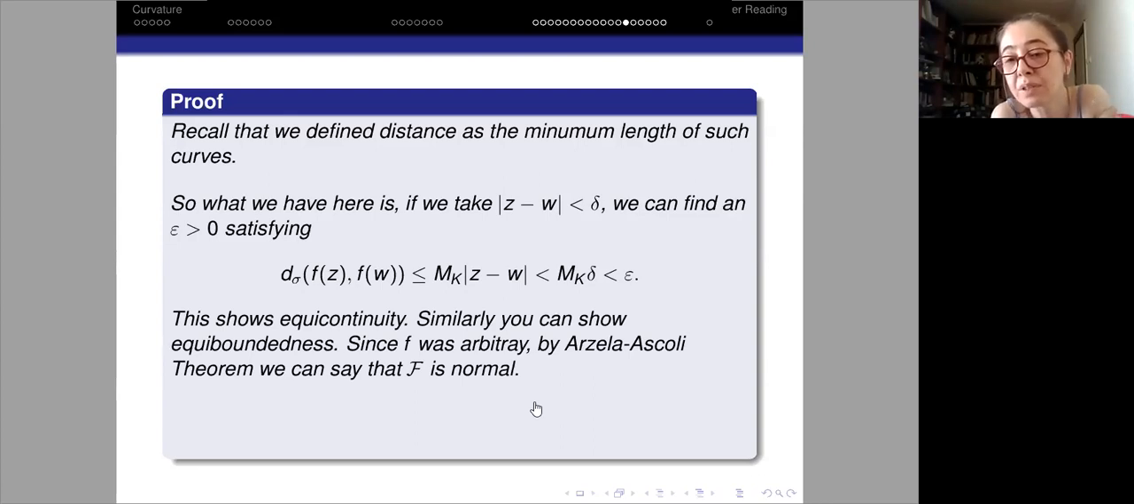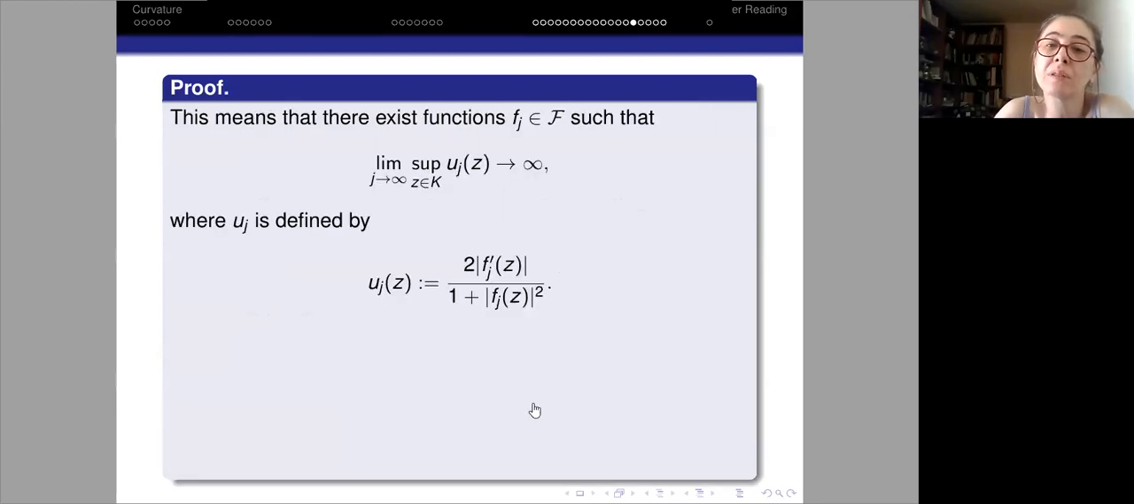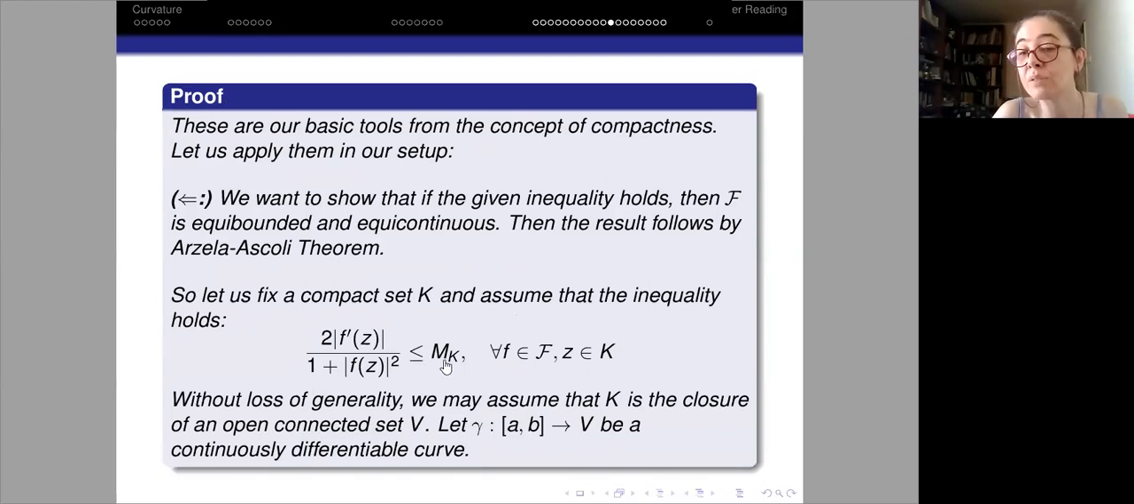Now, since f was arbitrary, the Arzelà-Ascoli theorem says that our family is a normal family. For the other side, let us take a normal family F and fix a compact set in our domain, and let us suppose that the given inequality does not hold on this compact set. What does this mean? This means that there are functions f_j in our family such that, if you define u_j(z) as 2 times the magnitude of f_j prime of z over 1 plus the absolute value of f_j squared, this is unbounded. So there is no K, and this thing goes to infinity.